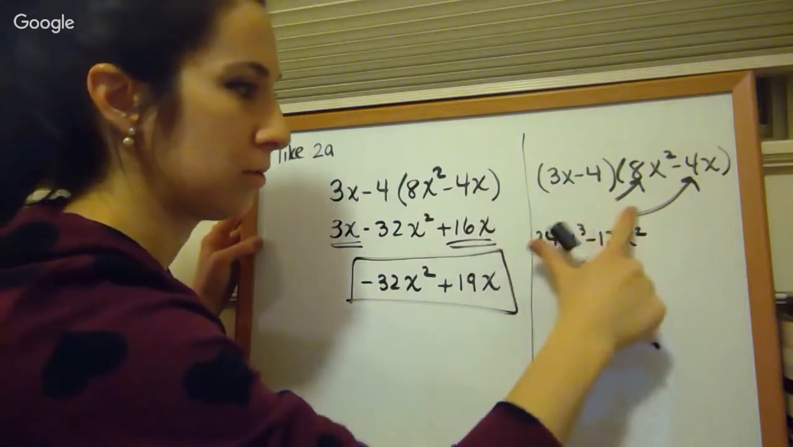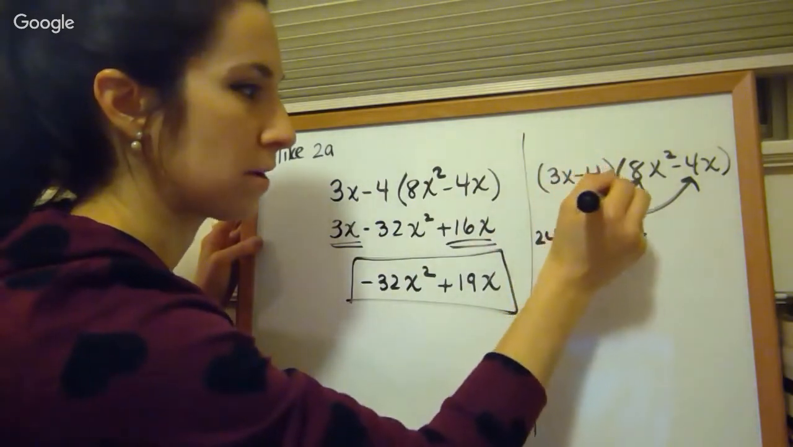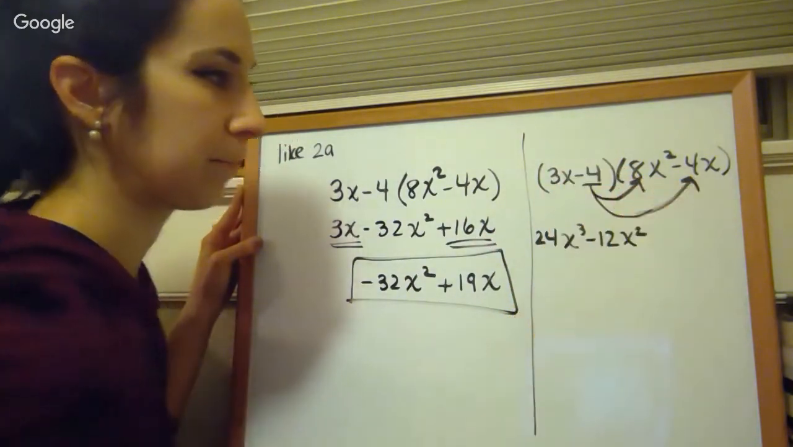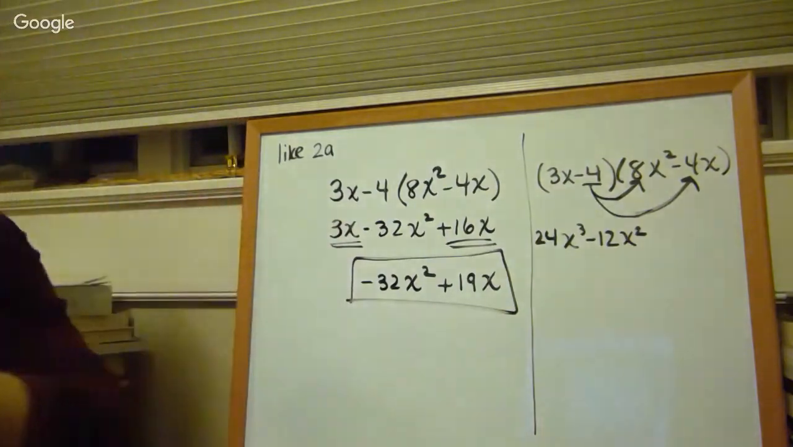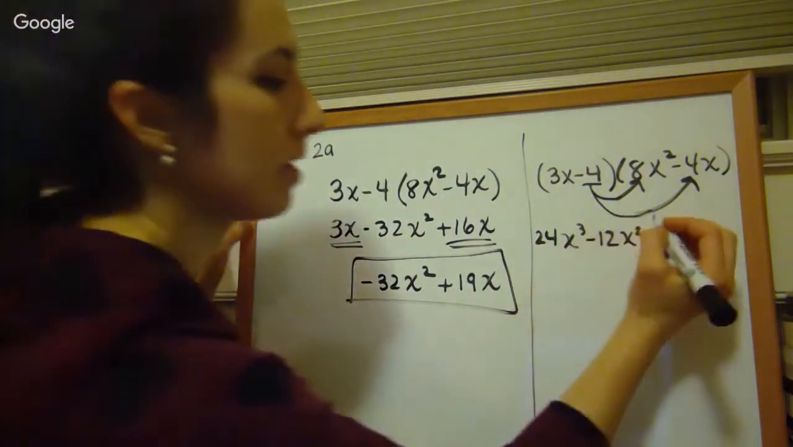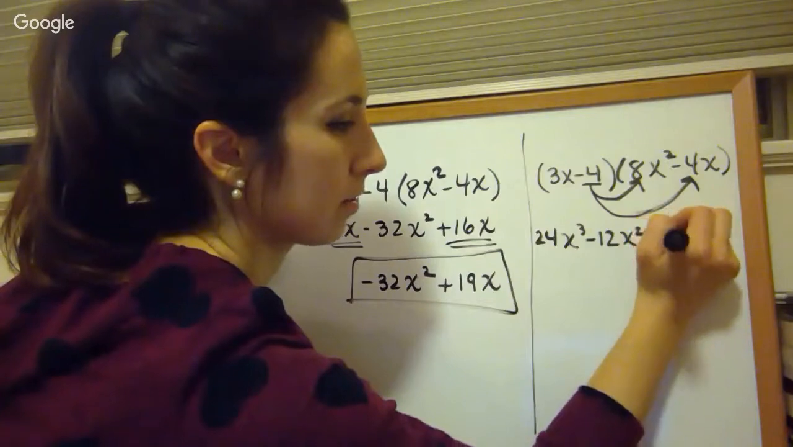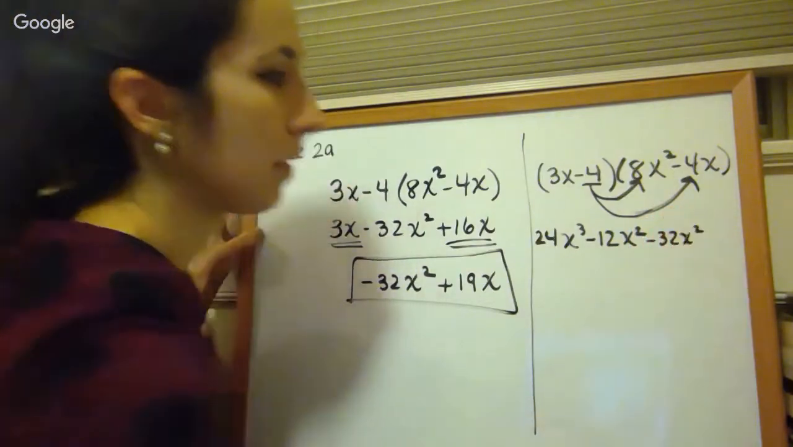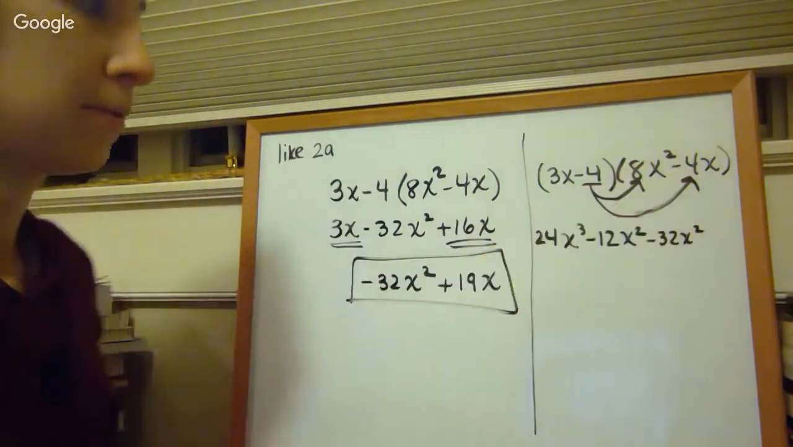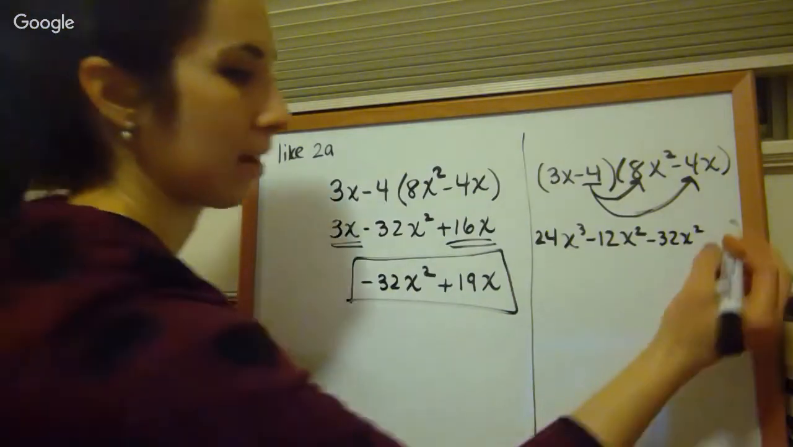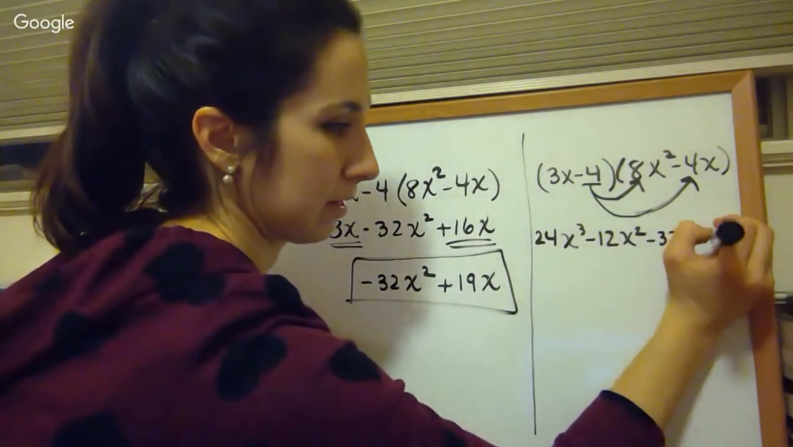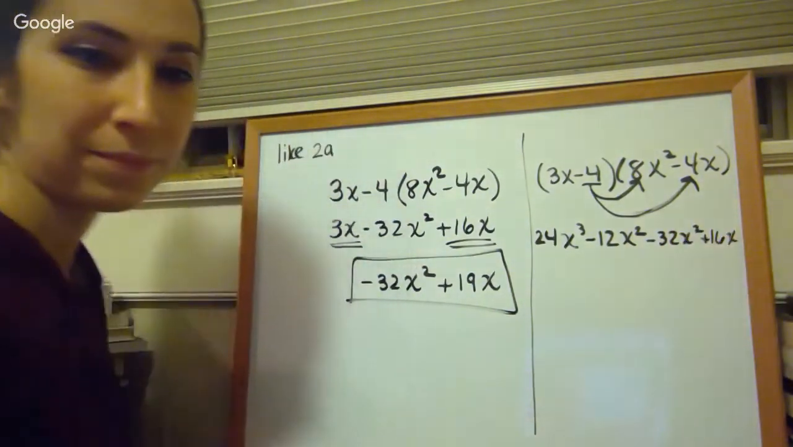So what I'll do is multiply the -4. -4 times 8x squared is -32x squared. Can we squeeze this? And then -4 times -4x is plus 16x. Oh, there we go.